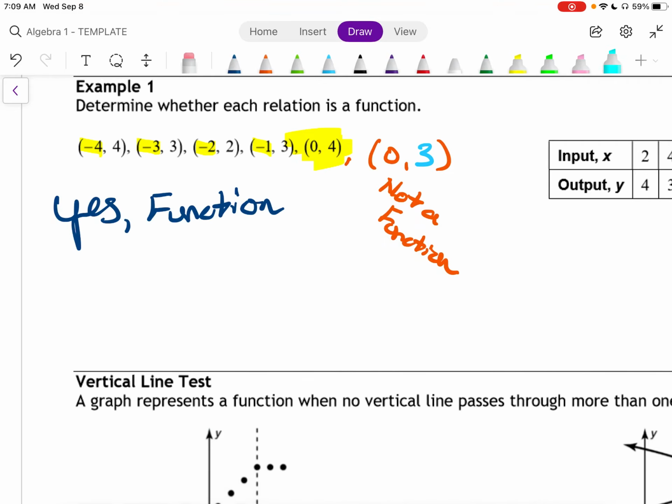Think about these 2 points right here. Could you yourself make an equation so that you plug in 0 and you get 4 out of it, and then after that you plug in 0 and you get 3 out of it, right? That just doesn't really make sense, and that's because it's not a function.